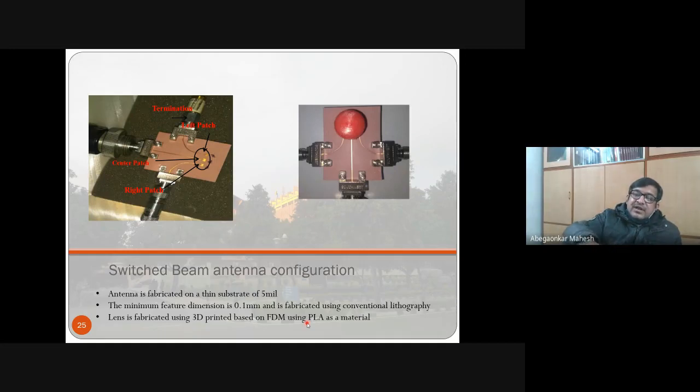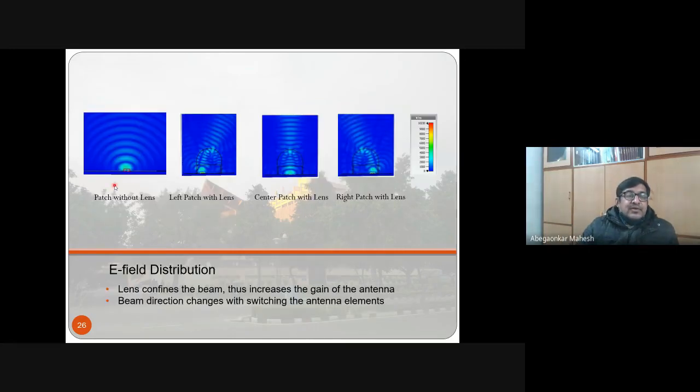So this is a patch without lens. Again, the beam is very broad, as you can see. This is the left patch with lens. So the energy is focused along this direction. This is the center patch with lens. Energy is focused. Look at the bright color here. Here as well. So the bright color is spread across, while here it is concentrated. Likewise, this is for the right patch. So it is focused on this. So we get 3 different directions.